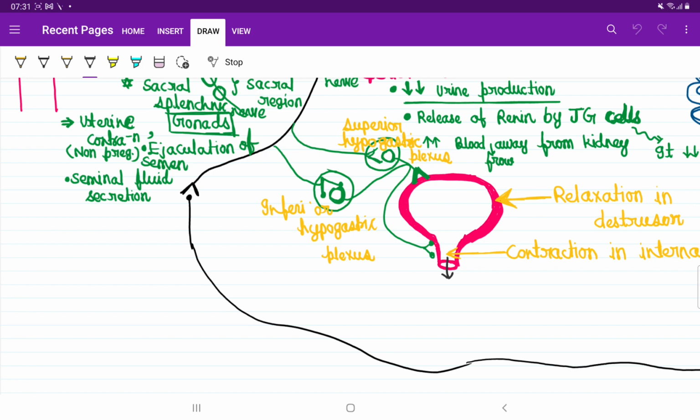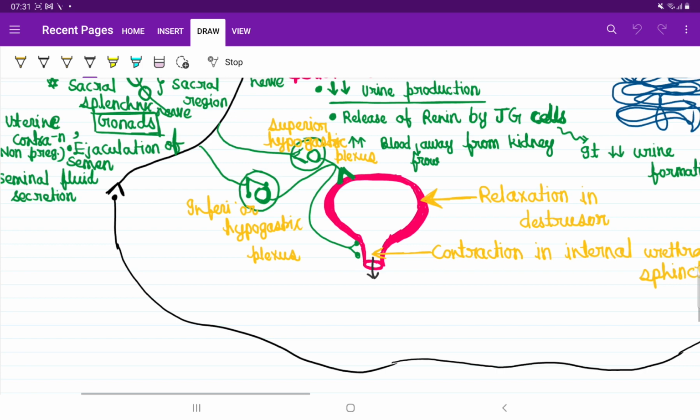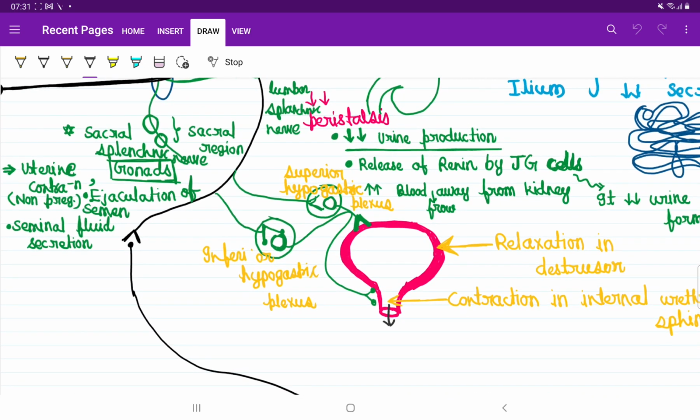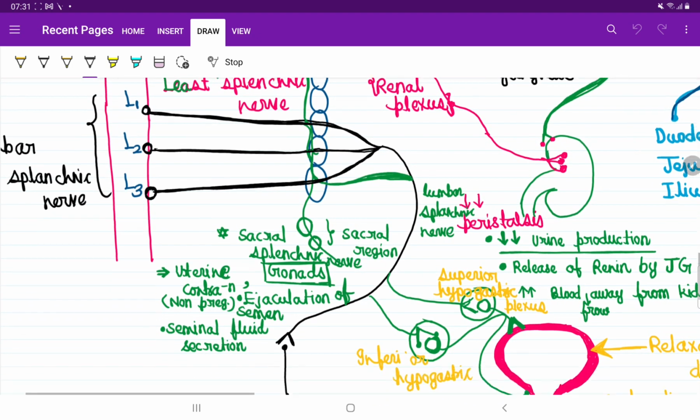Then they supply the internal urethral sphincter, and they cause contraction in the internal urethral sphincter, so urine will be held in more and more amount. So this is the function of the superior hypogastric plexus and the inferior hypogastric plexus.